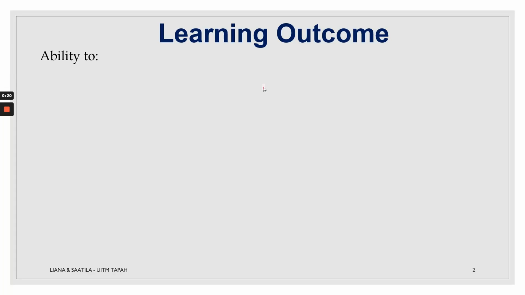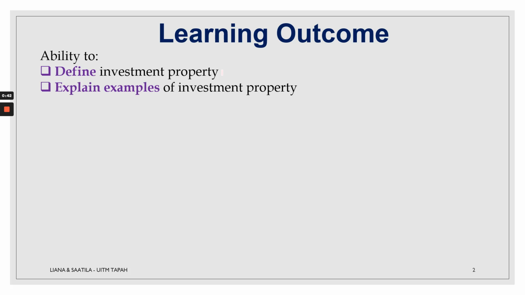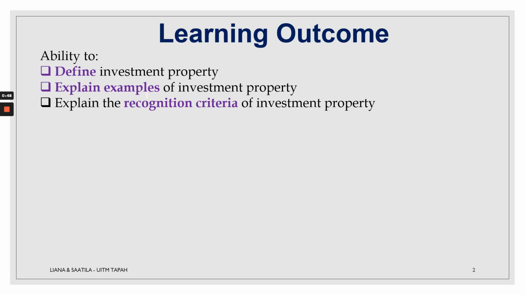So let's start. This is the learning outcome of this particular MFRS. You are going to learn the definition of investment property. To start, investment property refers typically to land and building, or maybe just a land or a building, or both, or part of a building that is held for rental or for capital appreciation or for both. We're going to explain examples of investment property.